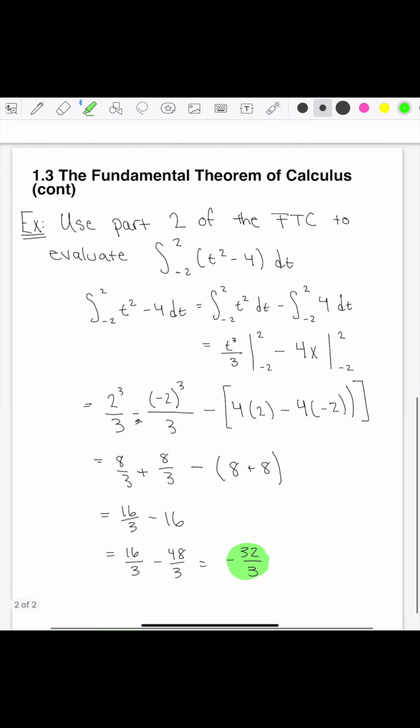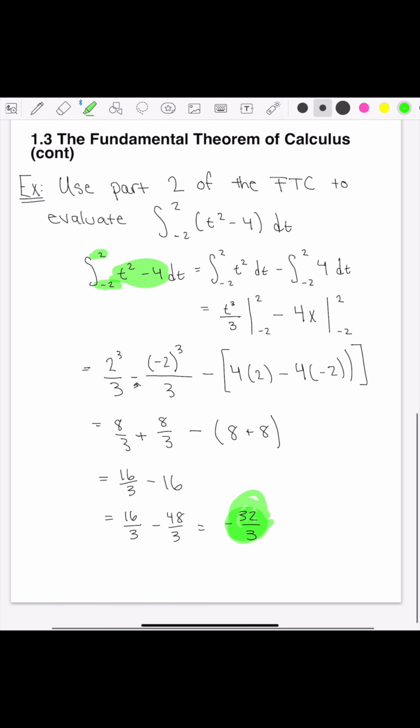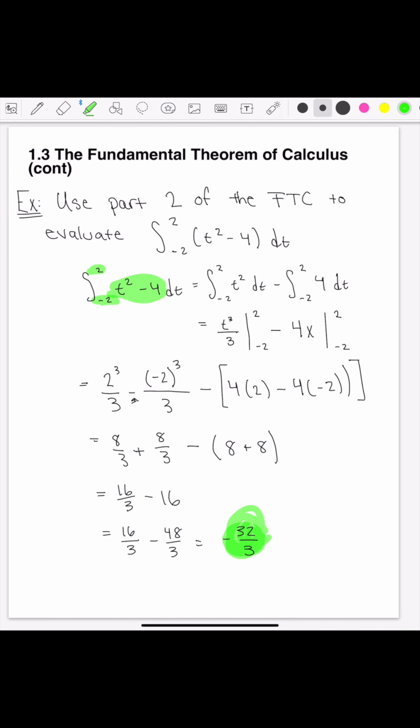So basically with part 2 now we're able to just take the antiderivative of whatever function is here, plug in the bounds, and then that's how we find the definite integrals from here on out. So much easier, well, I don't know, I guess that's subjective, but much more direct, algebraic manipulation instead of looking at graphs like we were doing before.